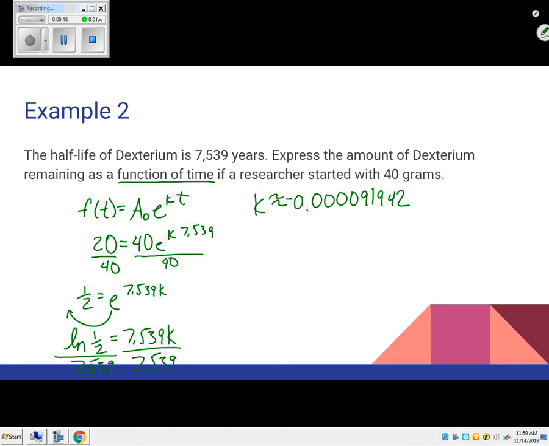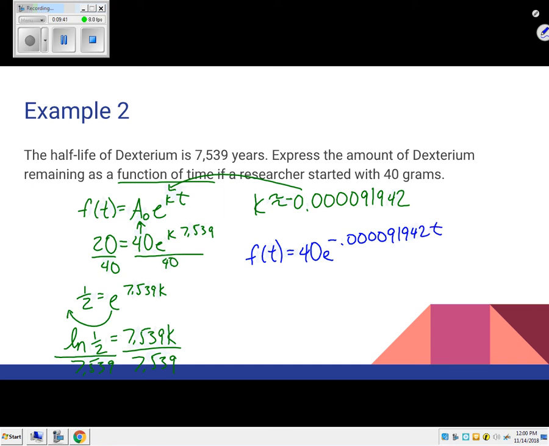Like I said, that's the meat of the problem. Plug this K back in right here with your initial amount, and we get our final answer. Switch colors so it stands out a little bit. So as a function of time, if I start with 40 grams, it is going to decay. And notice it came out to be negative because it's going down. Like I said, it was automatically going to come out for us. And this would be my answer.